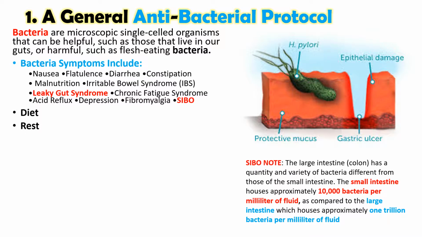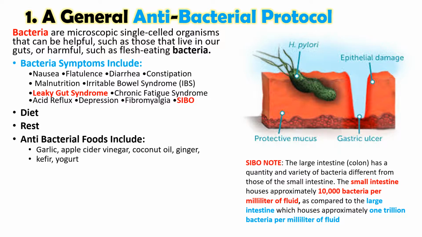Also, like we've already mentioned, diet is huge. We want to make sure we remove a lot of the simple carbohydrates and that we're getting proper rest, so that we can overcome these things. Common antibacterial foods include garlic, apple cider vinegar, coconut oil, ginger. Ginger is interesting because it's actually a prebiotic as well, and kefir and yogurt.